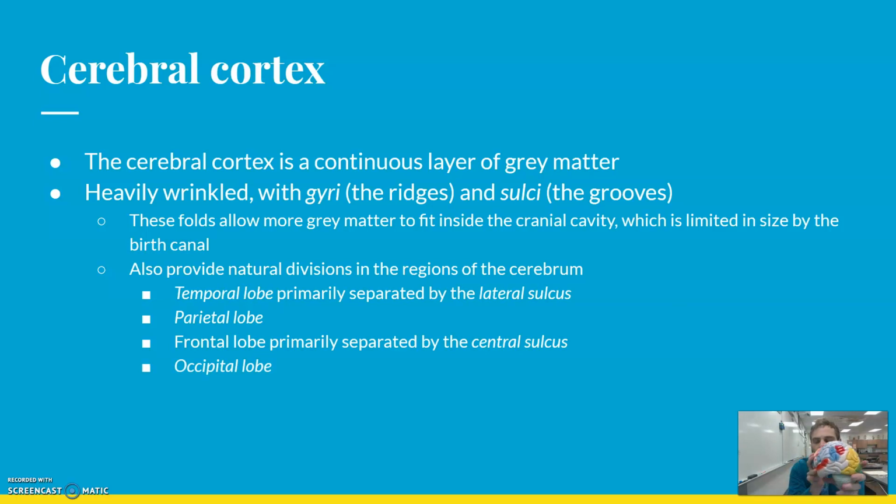And then we have the occipital lobe on the back. Now note, the occipital lobe is not this structure here. This is a separate structure. This is the cerebellum. This here is going to be your occipital lobe, right back here.